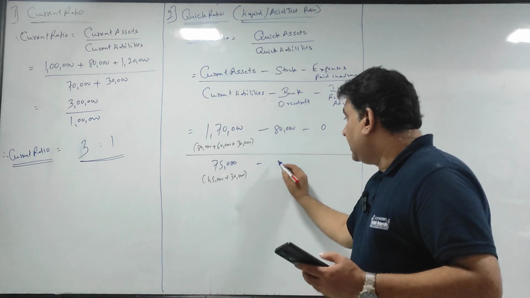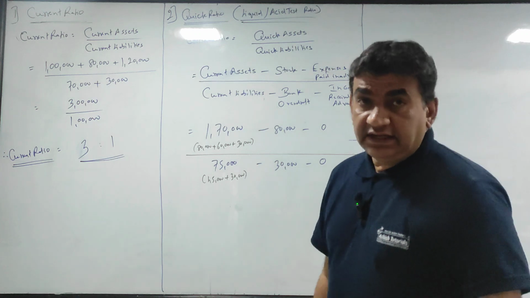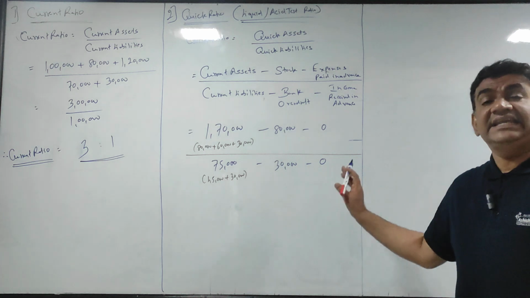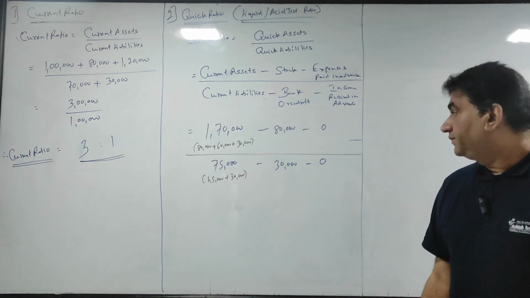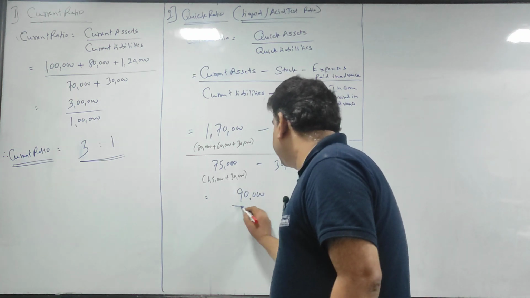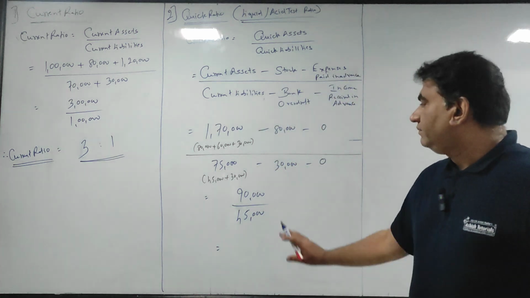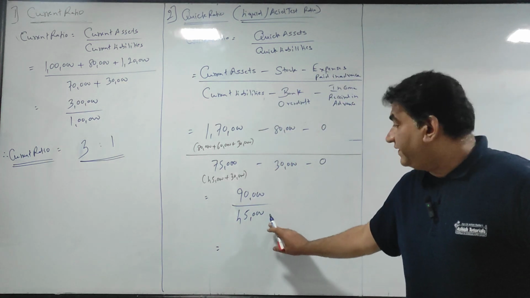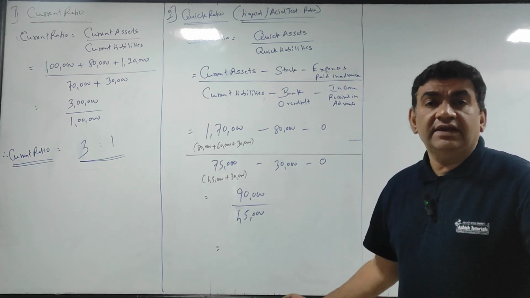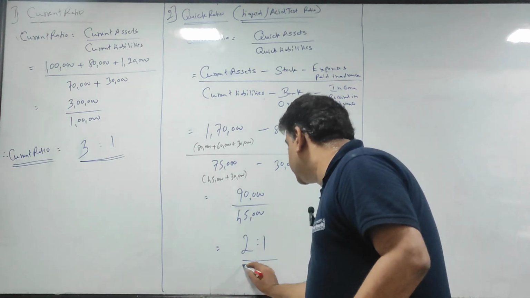उसमें से मुझे क्या माइनस करना है? Bank OD which is 30,000 and income received in advance नहीं है. Income received in advance नहीं है. So that is zero. Now let's check. 170 minus 80, 90. 75 minus 30 हो गया 45. Numerator 90, ये 45. 3 zeros get cancelled. 90 divide by 45 करोगे 2. 45 multiply by 2, 90. That means 2 and 1. So the ratio is 2:1.